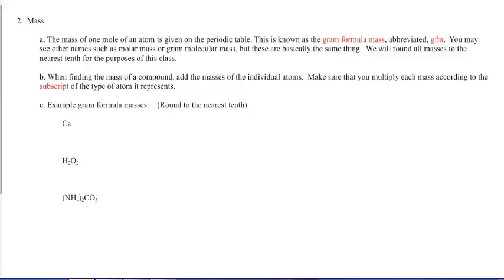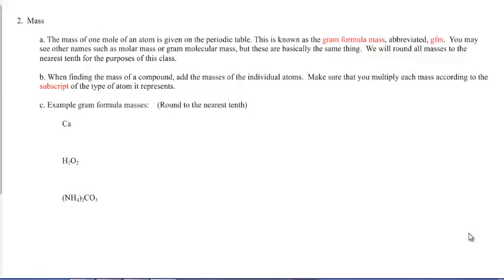So the mole, as we talked about in the mole map, can be related to 3 other units. One is mass. The mass of 1 mole of an atom is given on the periodic table. This is known as the gram formula mass, or a lot of times I'll just abbreviate GFM. You may see other names such as molar mass or gram molecular mass, but these are basically the same thing. We will round all masses to the nearest tenth for the purposes of this class.